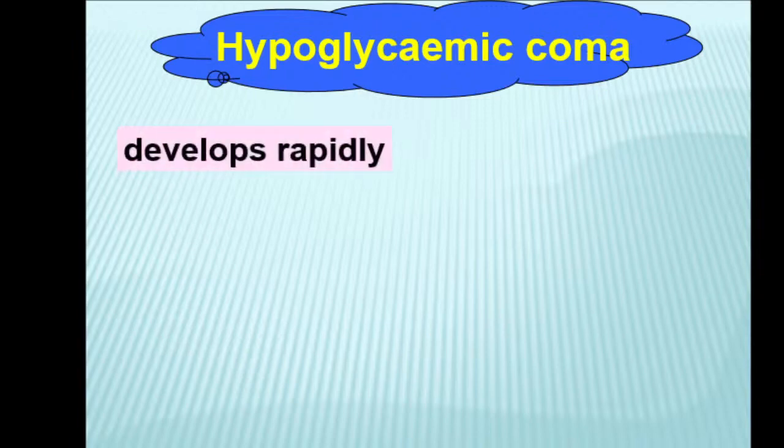Hypoglycemic coma, in contrast to hyperglycemic coma, develops faster. Sometimes within some minutes. If you were attentive, I told you that hyperglycemic coma develops over some days and has a pre-comatose stage. Hypoglycemic coma appears fast, rapidly.